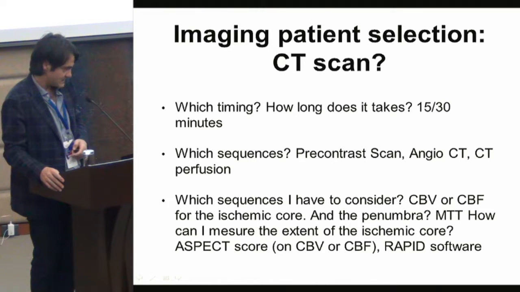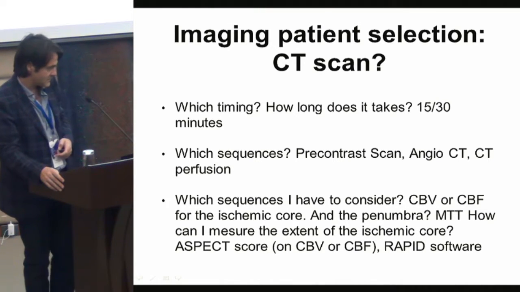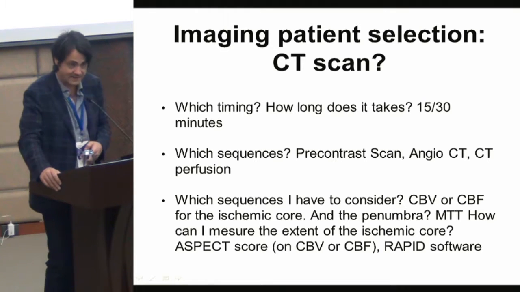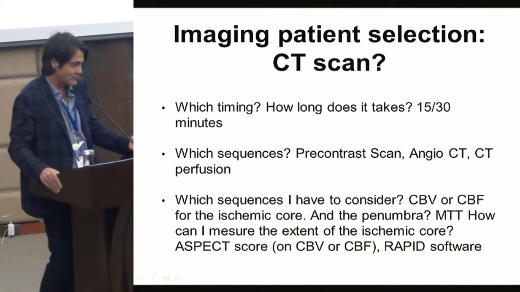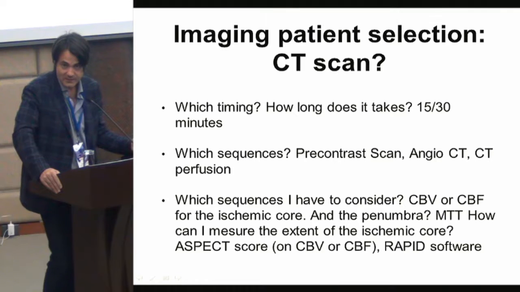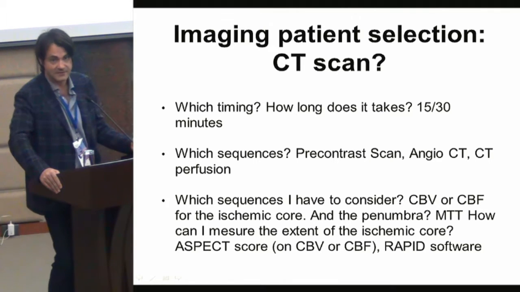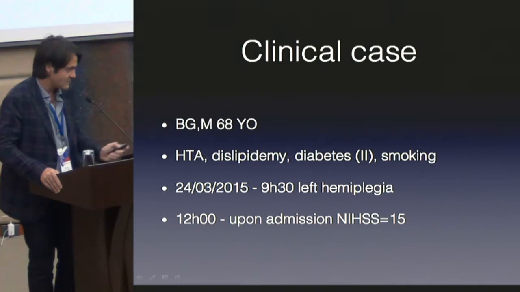When we do a CT scan, the sequences we consider, of course, are the pre-contrast scan, then a CT angio, and then a CT perfusion eventually. And then we measure the extent of the ischemic core using the CBV or CBF and automated software.